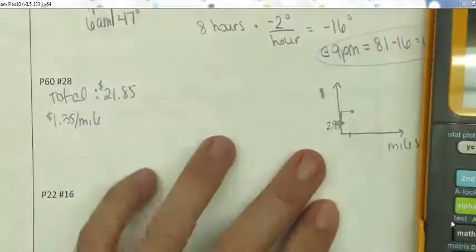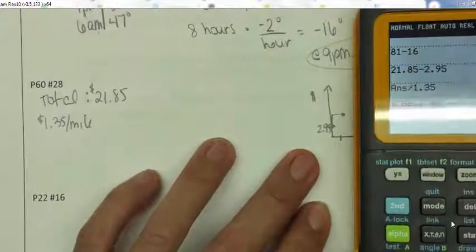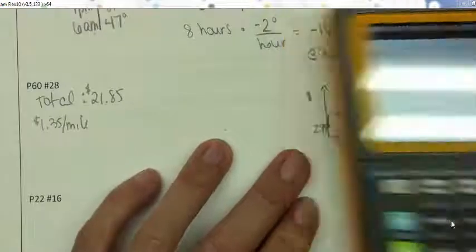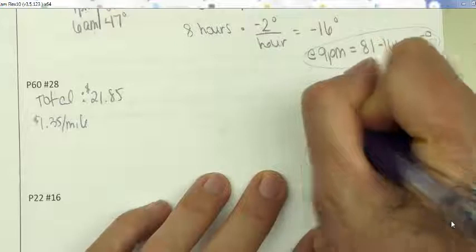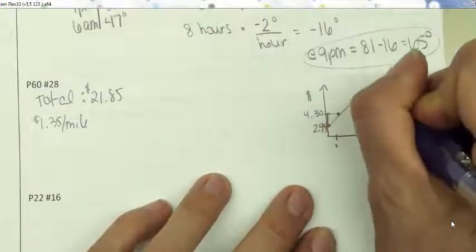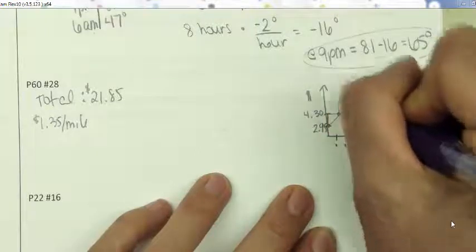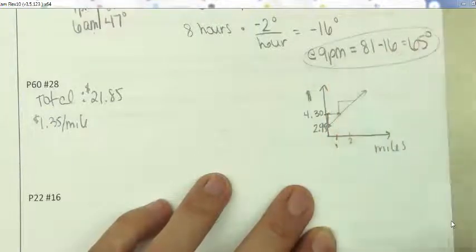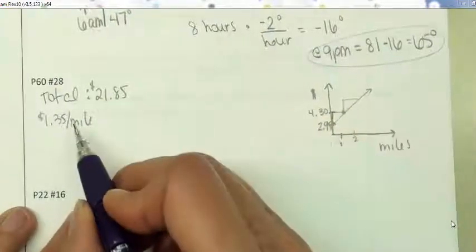So what is $2.95 plus $1.35? So that puts me at 4.3. So right here I'm at 4.3, or $4.30 when I've traveled 1 mile. And so on and so forth, right? Every time that I go another mile, I go up another $1.35. Okay, so that's basically my slope. That's my rate of change.